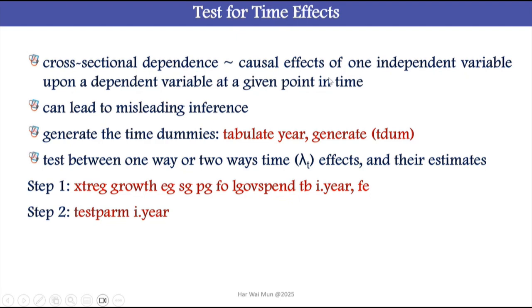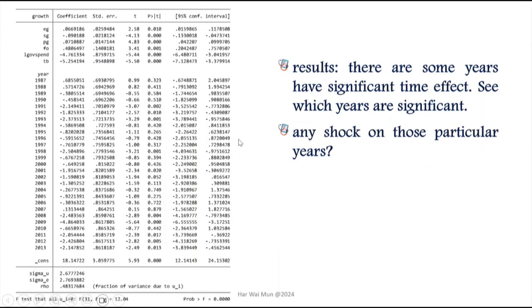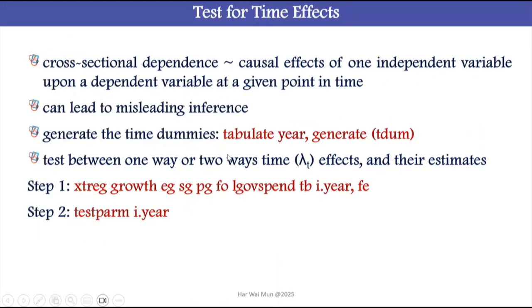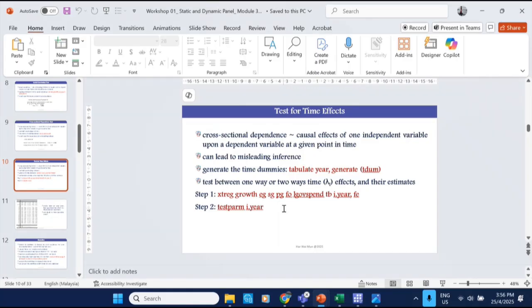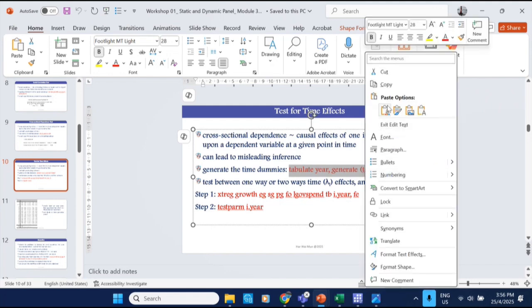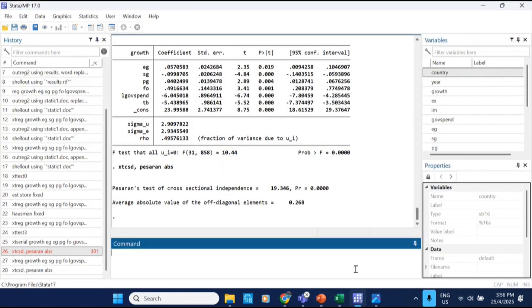So cross section dependent. This one I think okay. This one you tabulate here. You generate a time dummy. You type this command, tabulate year, and then generate T dummy, right? So generate a time dummy, then test every one way or two way. So you put back this equation, and then this command, test parm I year. Okay, we do one by one. This is step by step, right? First, you have to generate the time dummy. You don't need to generate by manual. You can generate by command. So you put this command, right?